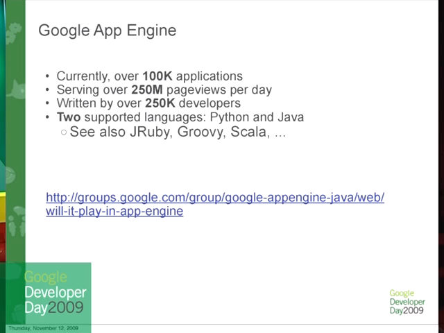And we currently have 2 supported languages, Python and Java. But because we run the Java JVM, there's a number of other languages you can play with: JRuby, Groovy, Scala. There's even support for PHP on top of Java. Quercus has a solution for that. And if you want to find out about different frameworks, you can go to this URL right here. Look for Will It Play in AppEngine, and you'll find a site that talks about all the frameworks and the languages.